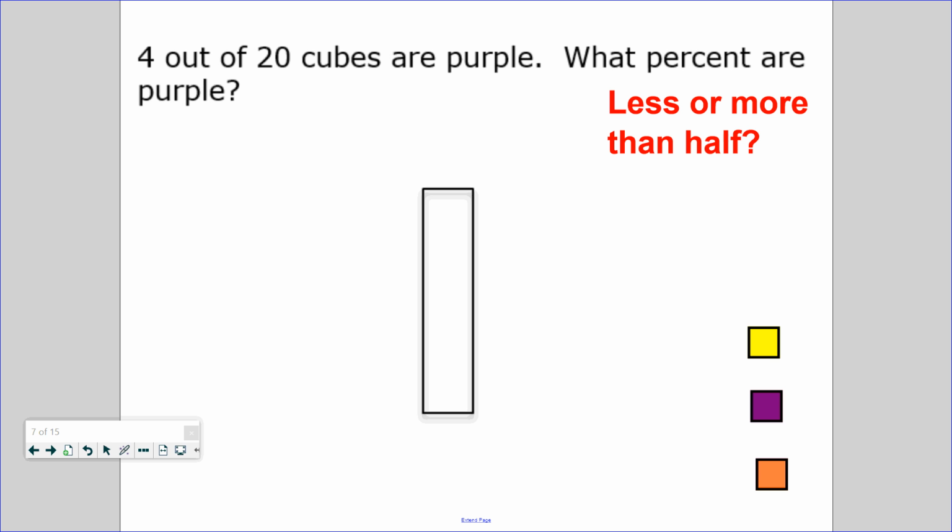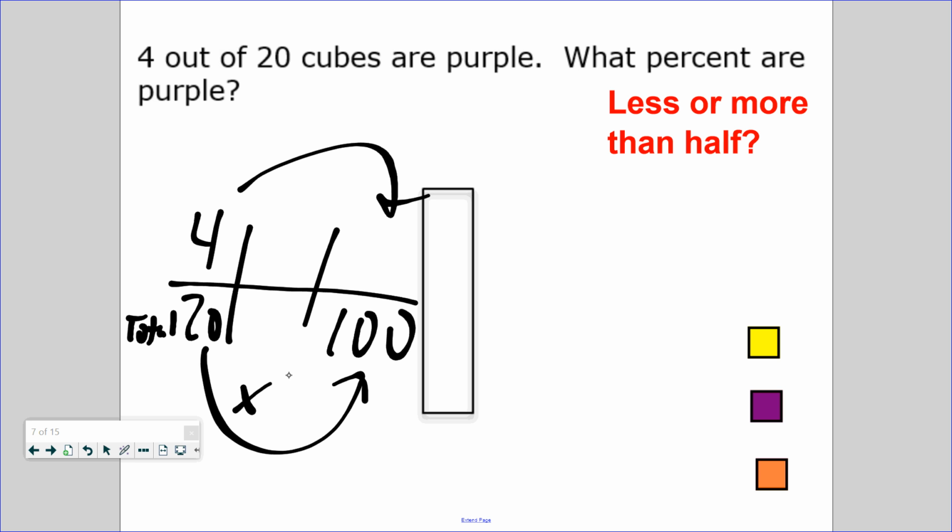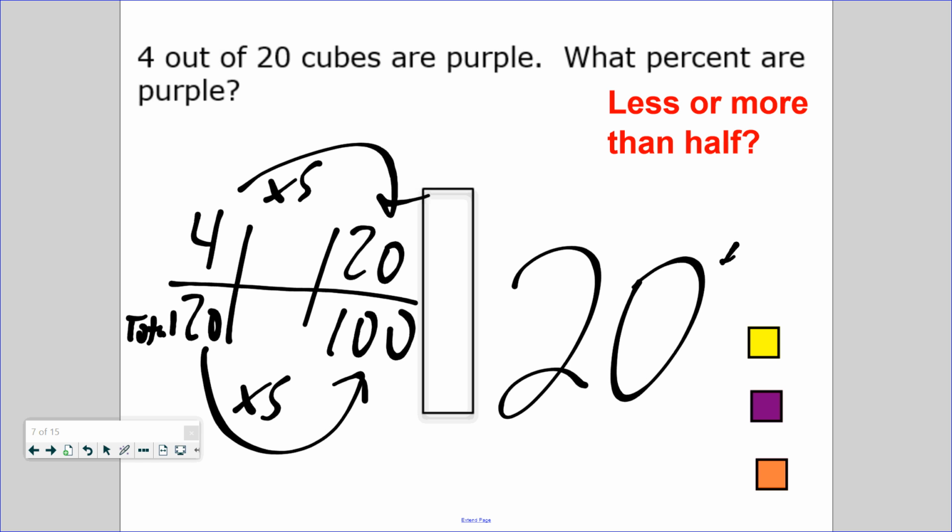4 out of the 20 cubes are purple. So let's write total. How many cubes are there? 20. 4 of them out of 20 are purple. What percent are purple? How would I build this to 100%? Times 5. 20 out of 100, which represents 20%. So I built 4 out of 20 to 100, because a percent means out of 100.